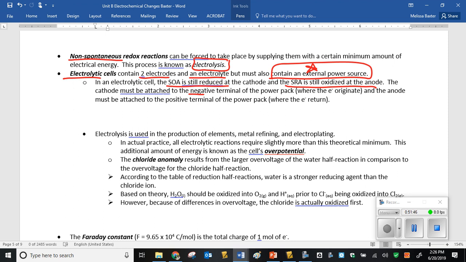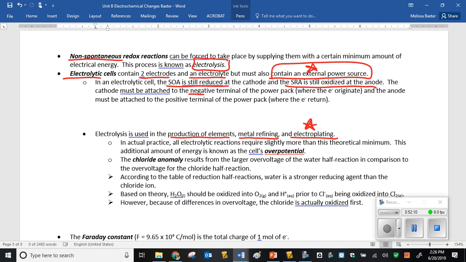Now, electrolysis is used for producing elements, metal refining, and electroplating. And I would say electroplating is the one that comes up the most often. Like, I want to plate my spoon with gold. I want to plate this particular bowl with silver. So I want to cover some other metal with a thin layer of the one that's there.